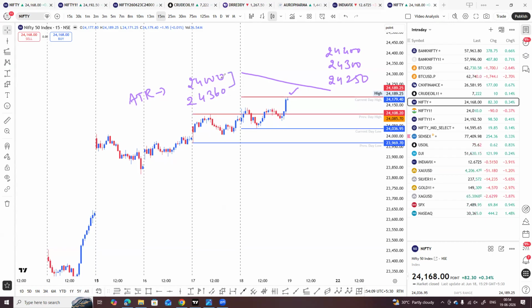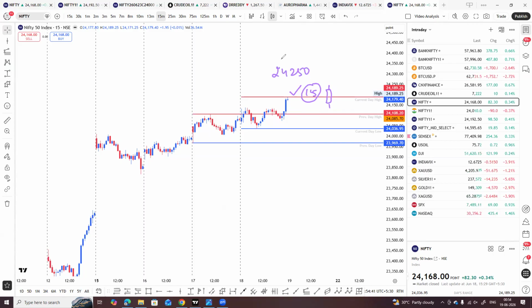Now, if you observe the bullish scenario, if Nifty sustains above 24,190, that is the current day high here, and closes above this level on a 15-minute time basis, particularly 15-minute time basis, the targets are 24,250 as the first target, 24,300 as the second target, and 24,360 as the third target.